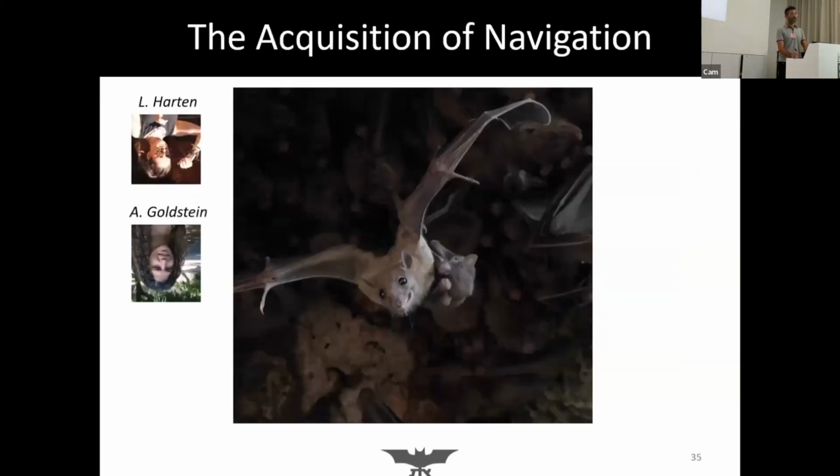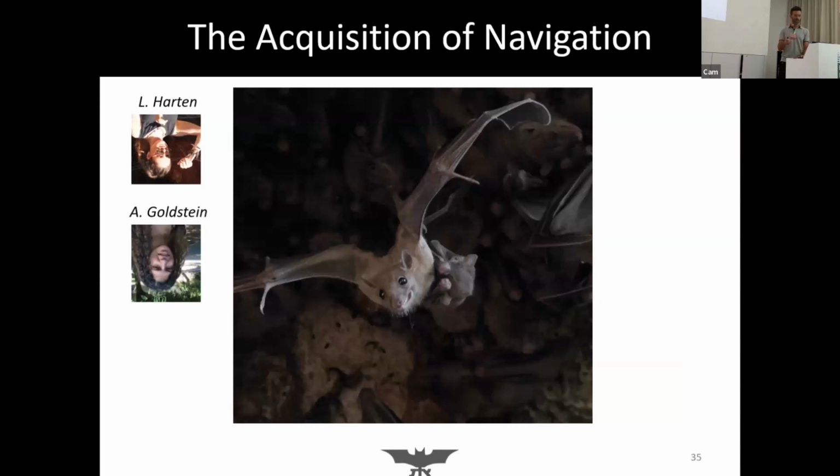Okay, the third story that I want to tell you about has to do with the acquisition of navigation. So far I talked about the bats, but I said nothing about how they acquire this knowledge. I showed you that experienced bats are different from inexperienced bats, but I didn't say anything about how they learn this.